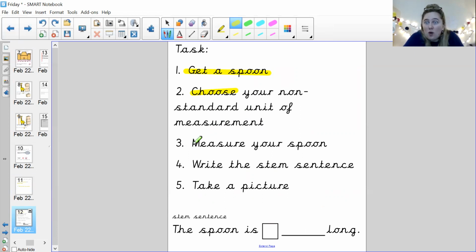Then, what are we going to do? Measure the spoon. So I'd like you to measure your spoon using your non-standard unit of measure. Then I'd like you to write the STEM sentence to tell me how many units long your spoon was. So the STEM sentence is here to help you. The spoon is, and then you would fill in this box right here. So the spoon is something long.